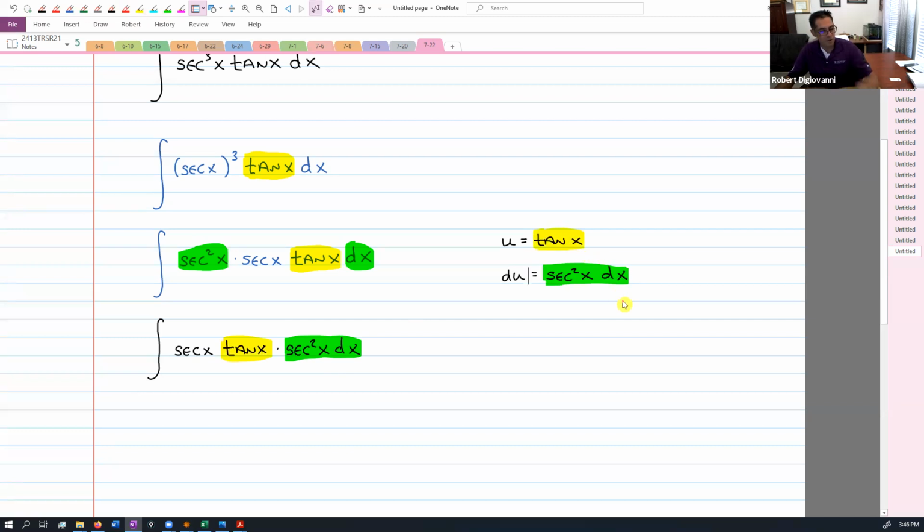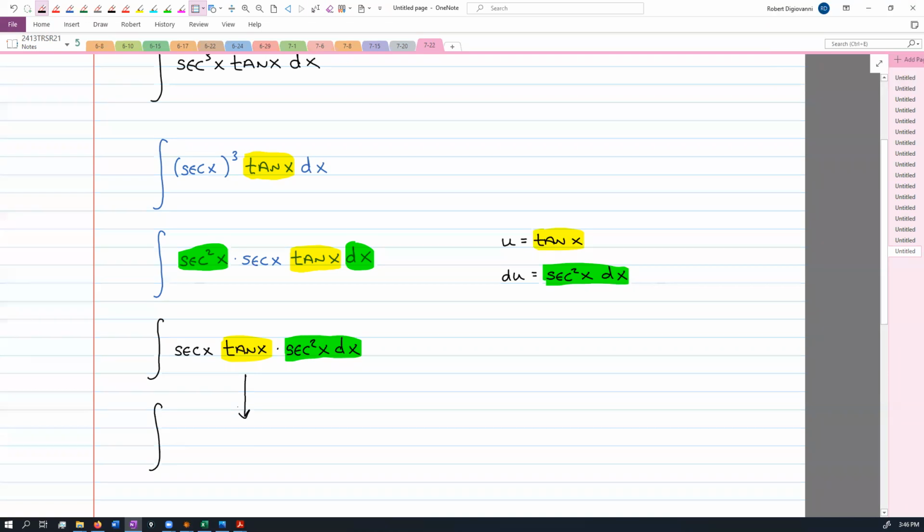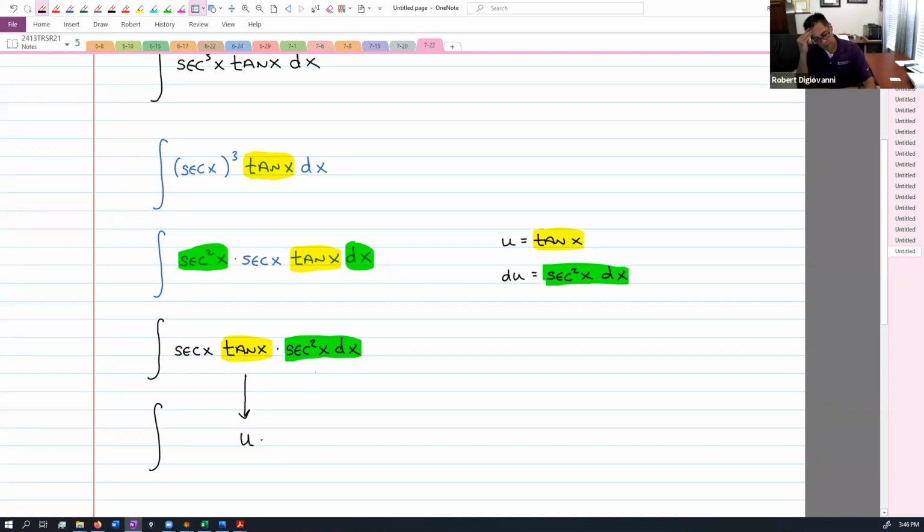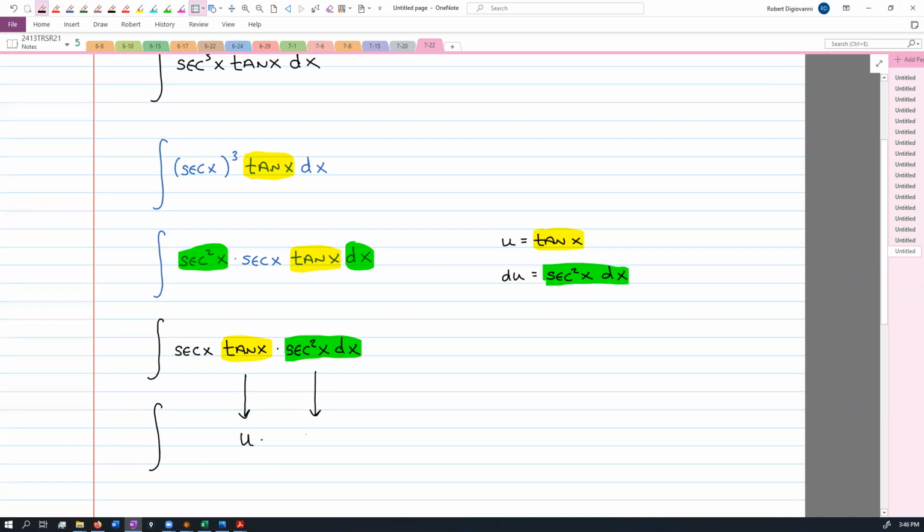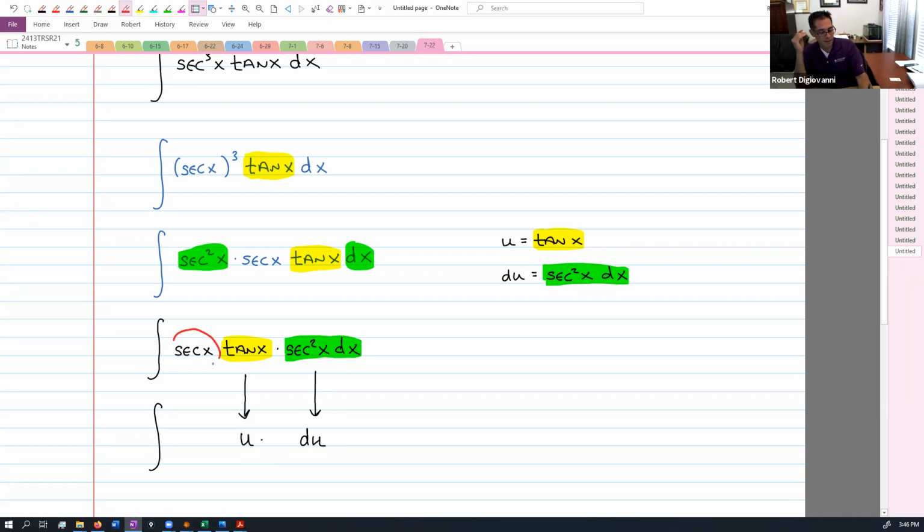All right, sticking with you, Samuel, how could we rewrite this so far? The tangent gets replaced with what? U. U, okay. And then the secant squared x dx gets replaced with? Du. Du, okay. Now you have a problem. You have to get this secant x out of here. It's got to be something in terms of u. And the only thing you have is that tangent of x is u, right?